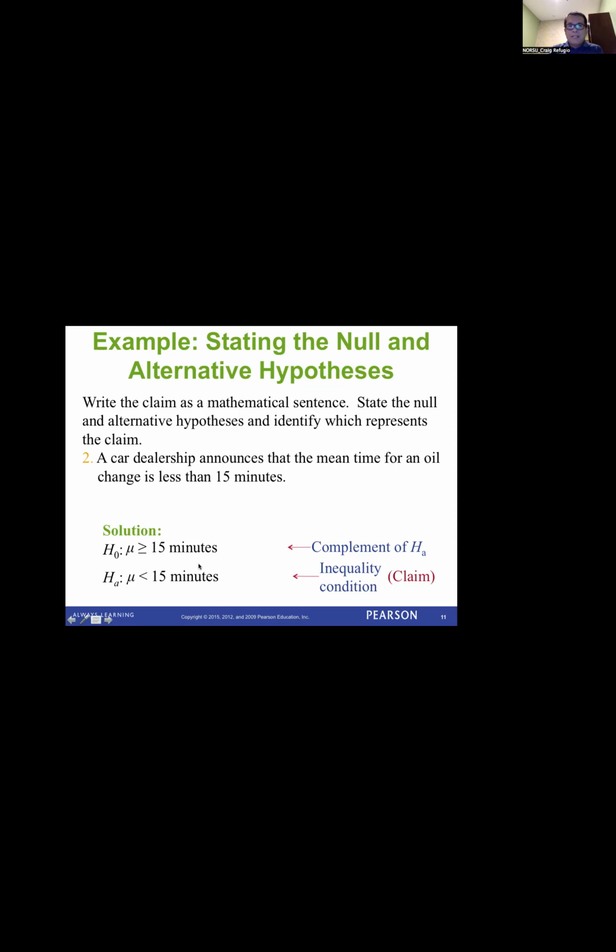So next is to identify the claim. The one mentioned in the problem is actually the claim. It is stated, a car dealership announces that the mean time for an oil change is less than 15 minutes. So this one is reflected in HA, the alternative hypothesis. So mu less than 15 minutes. So we classify the alternative hypothesis as that.